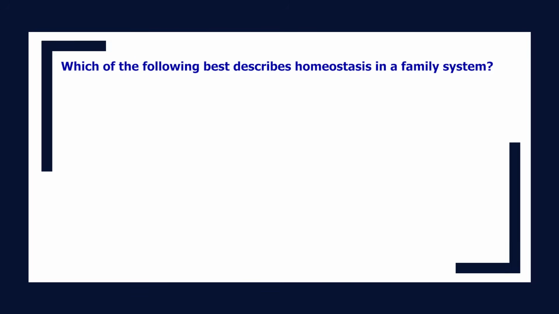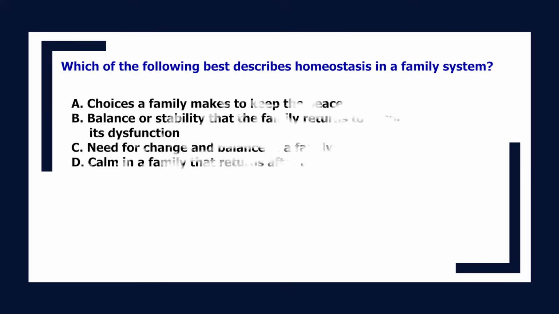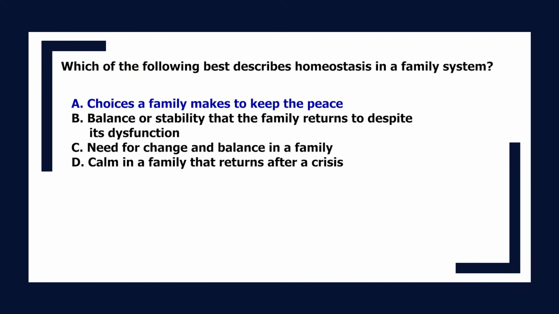Which of the following best describes homeostasis in a family system? A. Choices a family makes to keep the peace. B. Balance or stability that the family returns to despite its dysfunction. C. Need for change and balance in a family. D. Calm in a family that returns after a crisis.